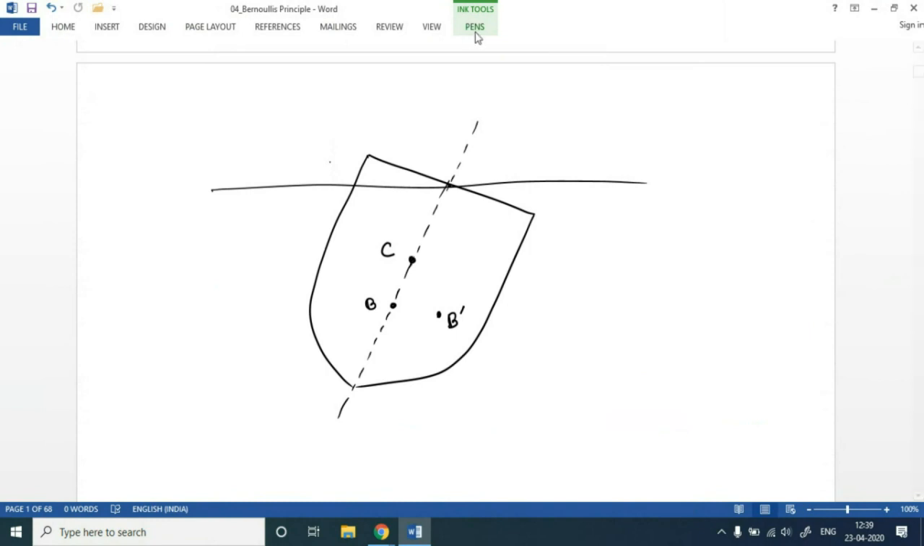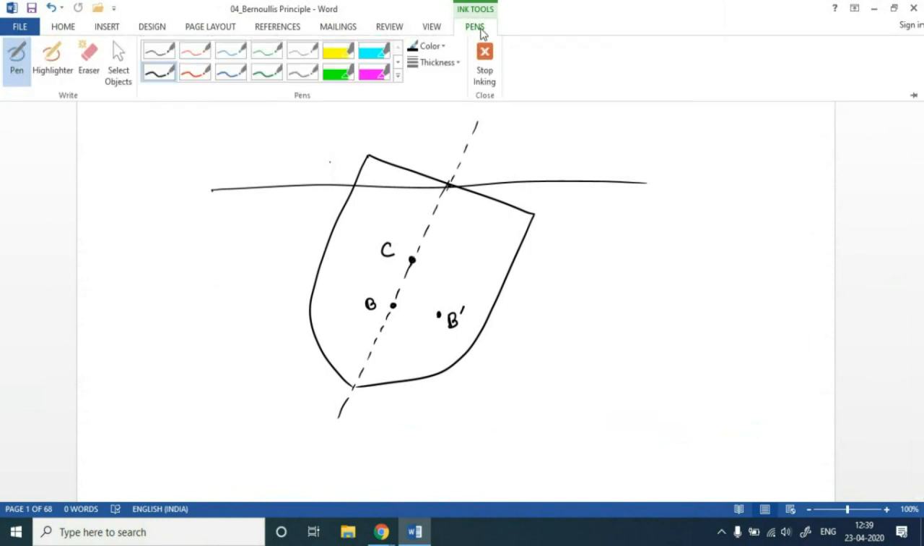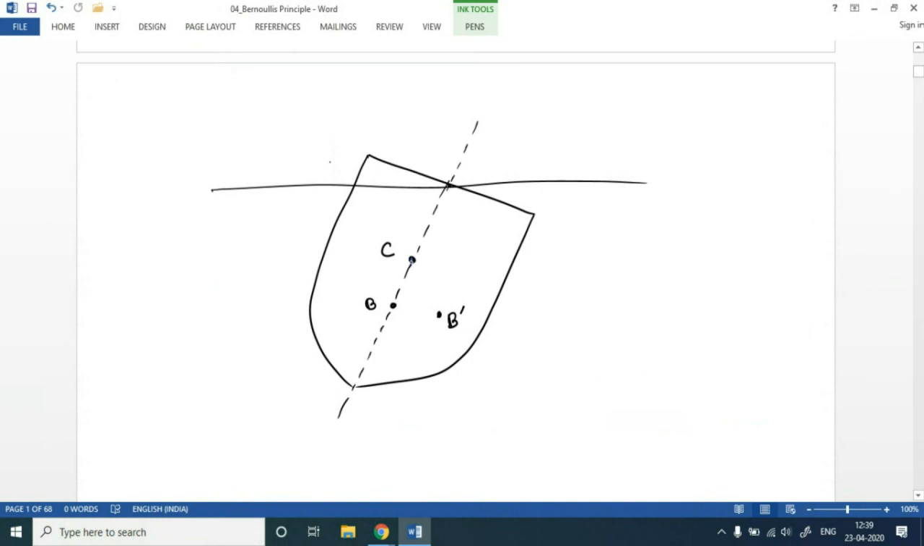So let's analyze the forces now. We have tilted it in the clockwise direction, let's say. So its weight is going to act effectively at the center of gravity, and its buoyancy B, or simply B dash, since the magnitude will also change, is going to act in the vertically upward direction and effectively at point B dash. Let me introduce one more point over here.